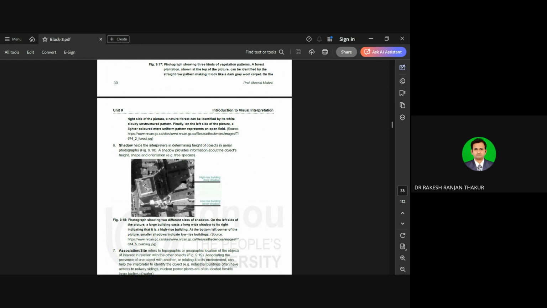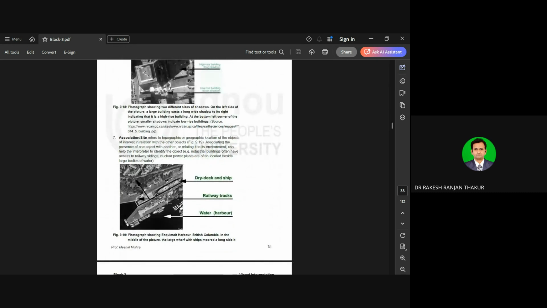Here you can see a building and another building, so you can see both the shadows. The high rise building has a long shadow, on the other hand the low lying building has a short shadow. So based on that also we can measure the height of a building.